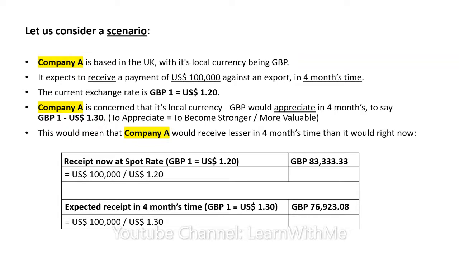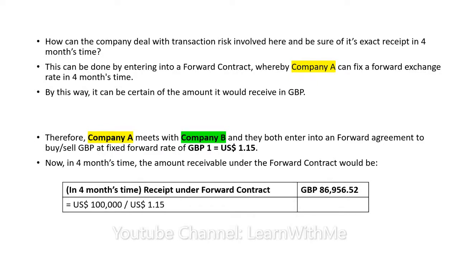So how can company A really protect itself or hedge itself against this transaction risk exposure and be sure of what it is exactly going to receive in 4 months' time? This can very well be done by entering into a forward contract. Company A can actually look out for a counterparty and enter into a forward contract and fix the exchange rate at which it would undertake or exchange its currency.